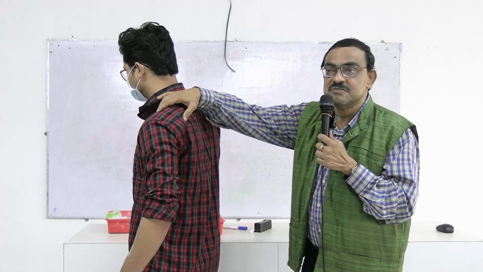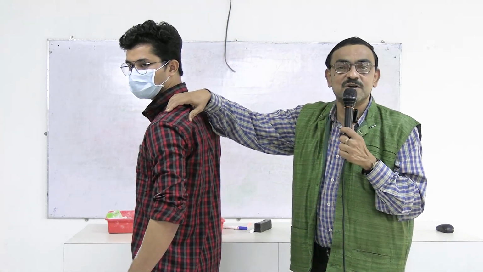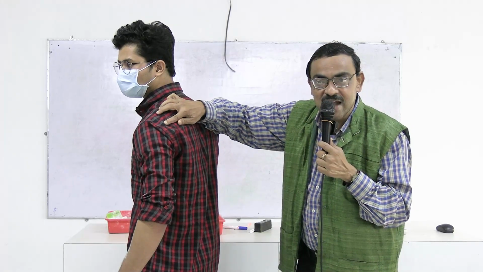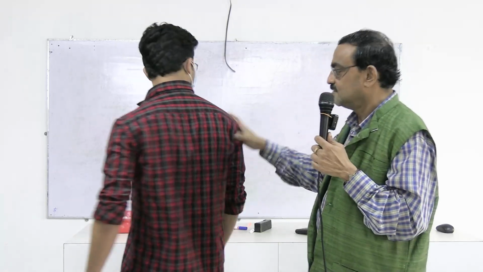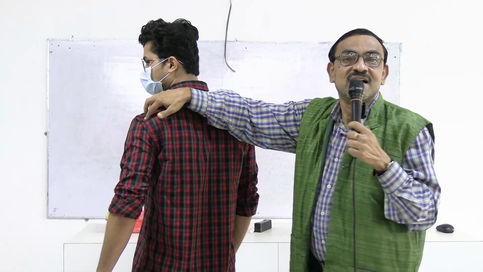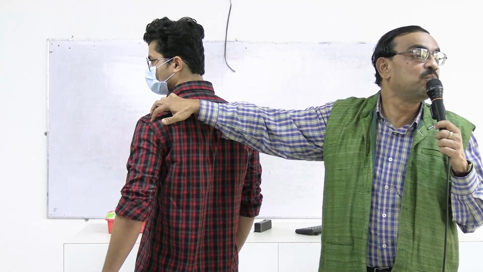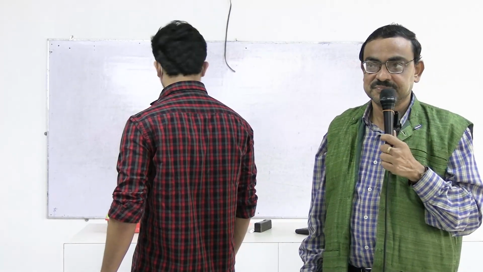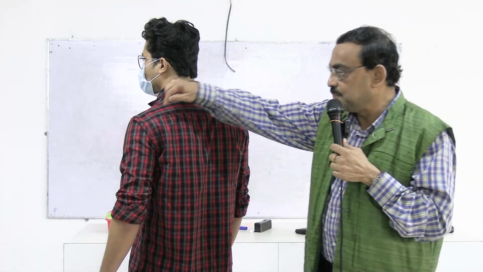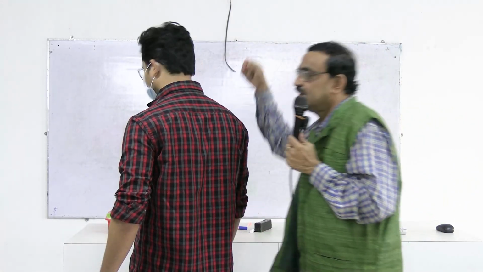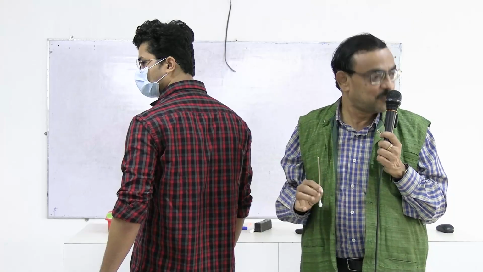So we have to first feel the spinous process. Then we will go laterally. I can feel the spinous process here. I am going laterally, and suddenly I will see that there is a change in direction. So that is the angle of the acromion process. Here I will put a point like this.